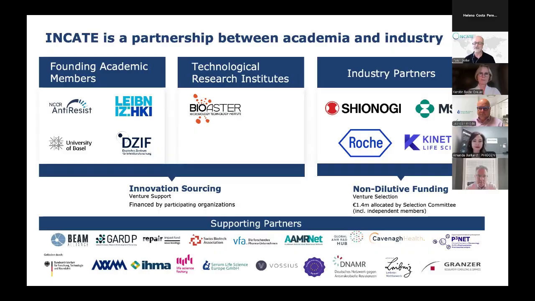This is all connected and very well bridged to our industry partners, Shionogi, MSD Germany, Roche, and the venture capitalist firm Kineticos Life Sciences. They provide the money for the non-dilutive funding, and they also do the venture selection of who gets that funding. We have meanwhile been able to allocate more than 1.4 million euros already, and we look very much forward to continuing that part of the bridge. And all is supported by a large collection of supporting partners that give us in-kind support.